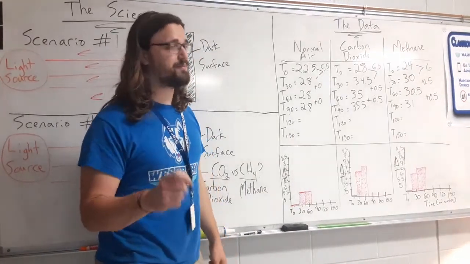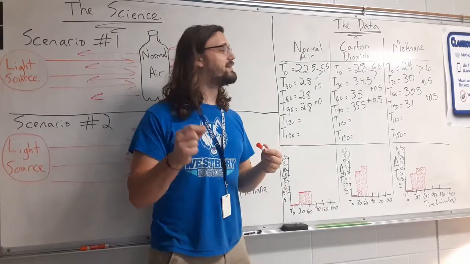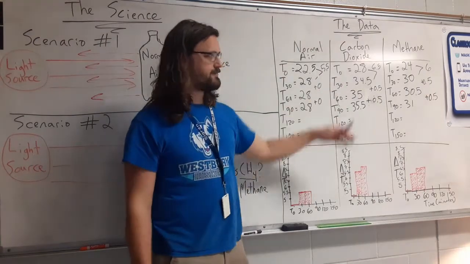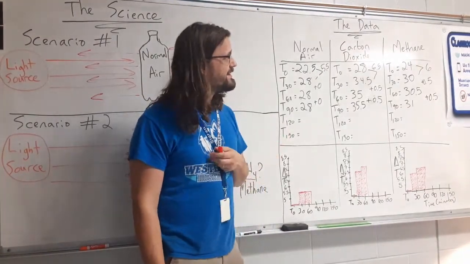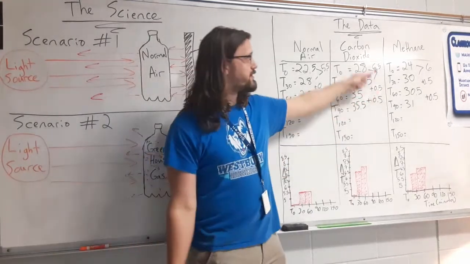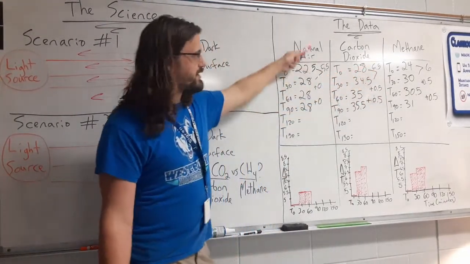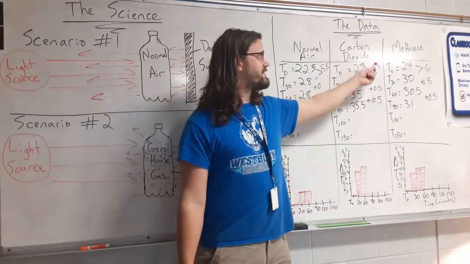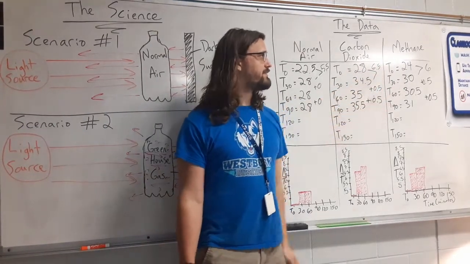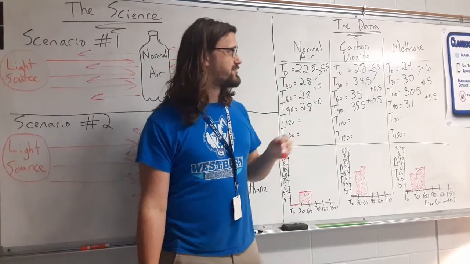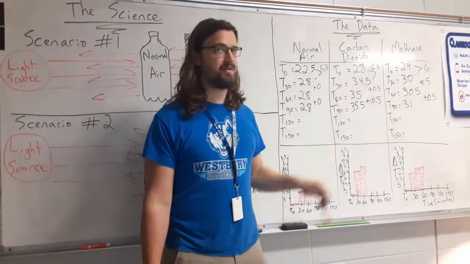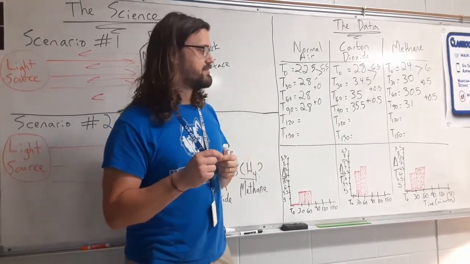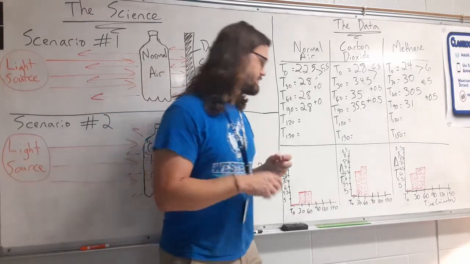From my eye, it seems like methane is starting to catch up to carbon dioxide. So I'm going to be very curious to see if it eventually overtakes it. So far, it has not. If we add up all the changes so far, normal air has changed by 5.5 degrees, and that was all within the first 30 minutes. Carbon dioxide has changed by 7.5 degrees, and methane has changed by 7 degrees. So still carbon dioxide is the winner, but from my eye, it looks like methane is maybe starting to catch up a little bit. So I'll keep an eye on it.